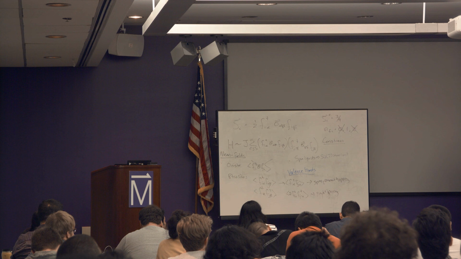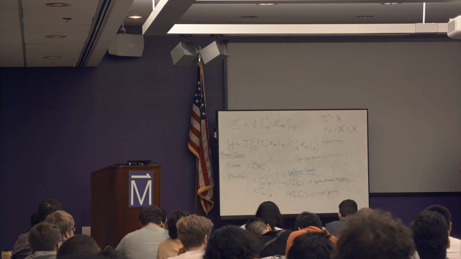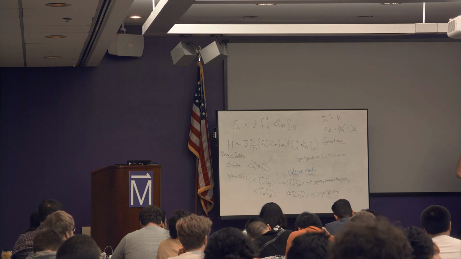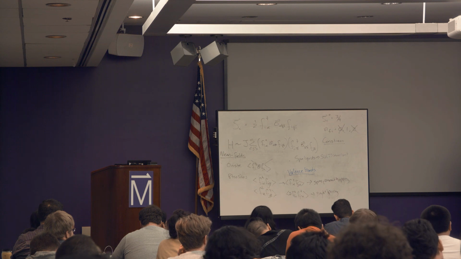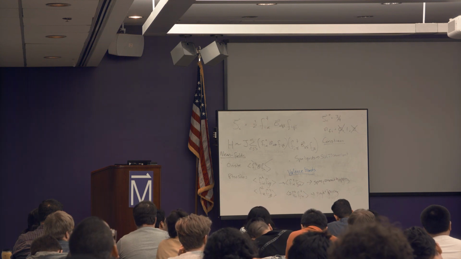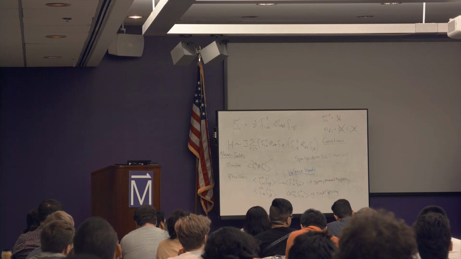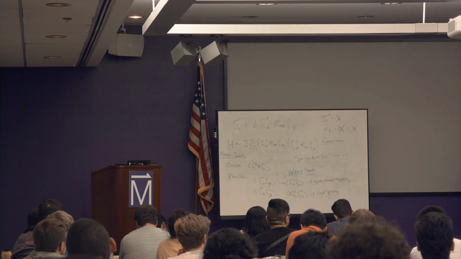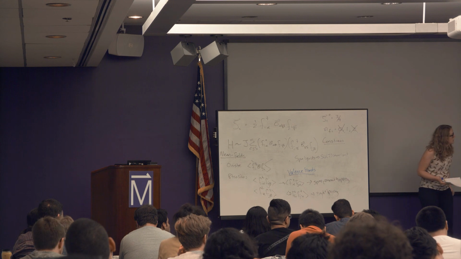Okay, so I get a quadratic Hamiltonian in my fermions, where I've written this in Nambu notation, which is just the term for writing in terms of this particular particle hole notation. So here you see the diagonal terms look like hopping, and the off-diagonal terms look like pairing.